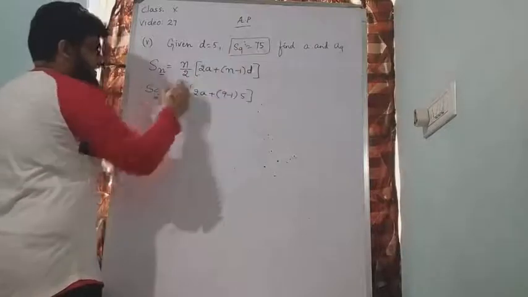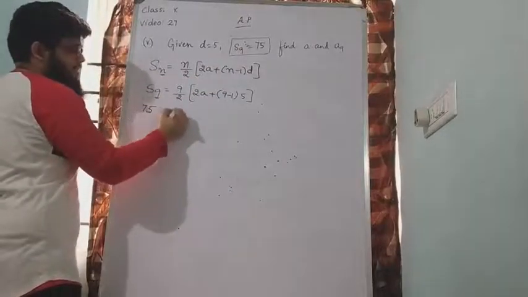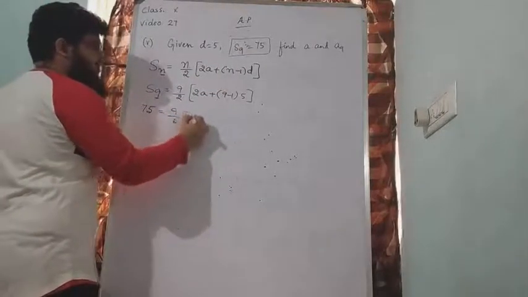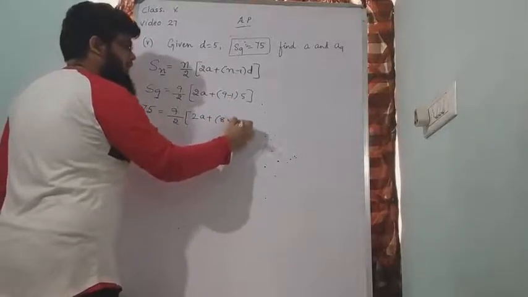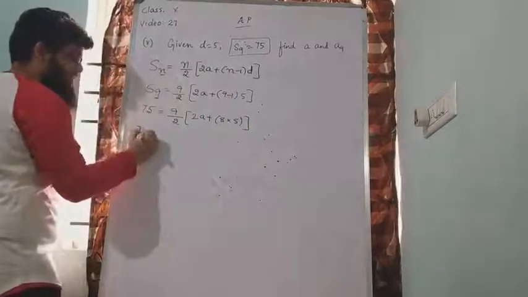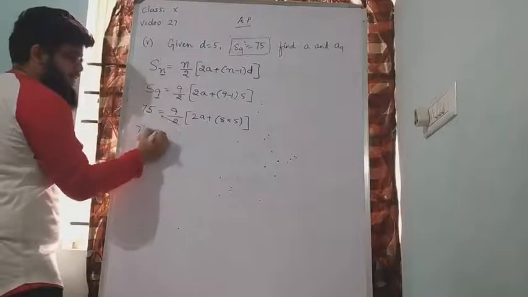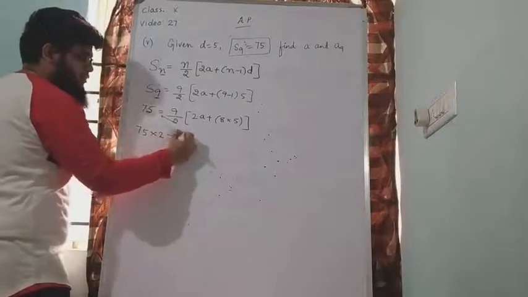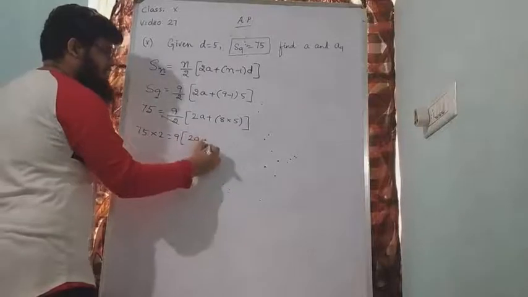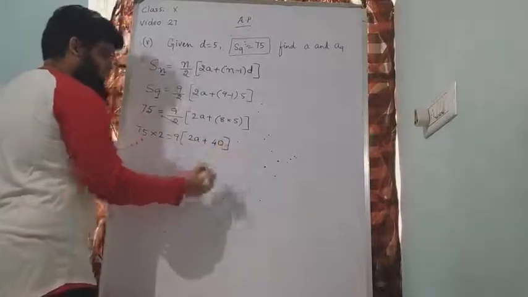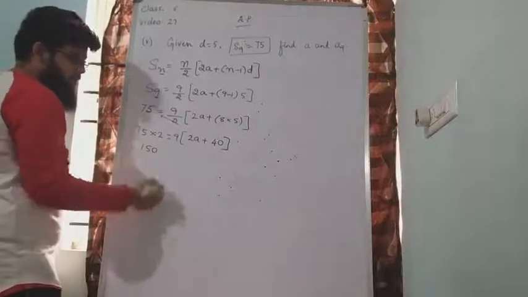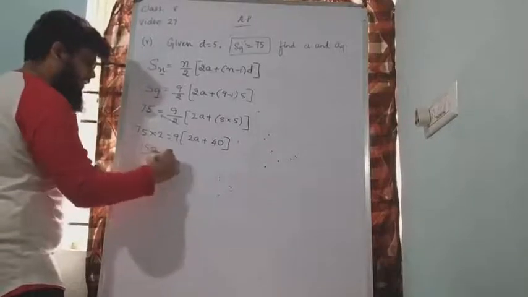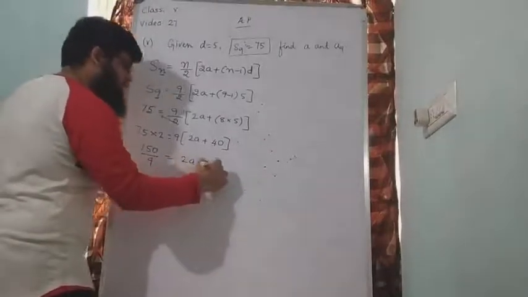In place of S9 we can write it as 75, that's given in the question, equals 9 by 2 into 2a plus 9 minus 1 is 8 into 5. Next, 75, this divided by 2 comes here, it becomes into 2, is equal to 9 into 2a plus 8 5s are 40. Right? So 75 into 2 is 150, into 9 becomes divided by 9, is equal to 2a plus 40.